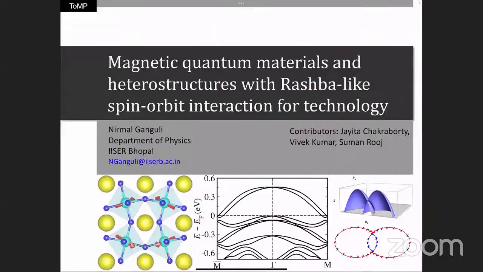At the outset, I thank the organizers for organizing this workshop once again and giving me an opportunity to present some of our recent works. As the title suggests, I'm going to talk about magnetic quantum materials. Now, quantum materials nowadays is a buzzword, therefore an overused phrase. So I'm going to talk about heterostructures with Rashba-like spin orbit interaction that is useful for technology. To this work, Joyita, Vivek, and Suman have contributed.